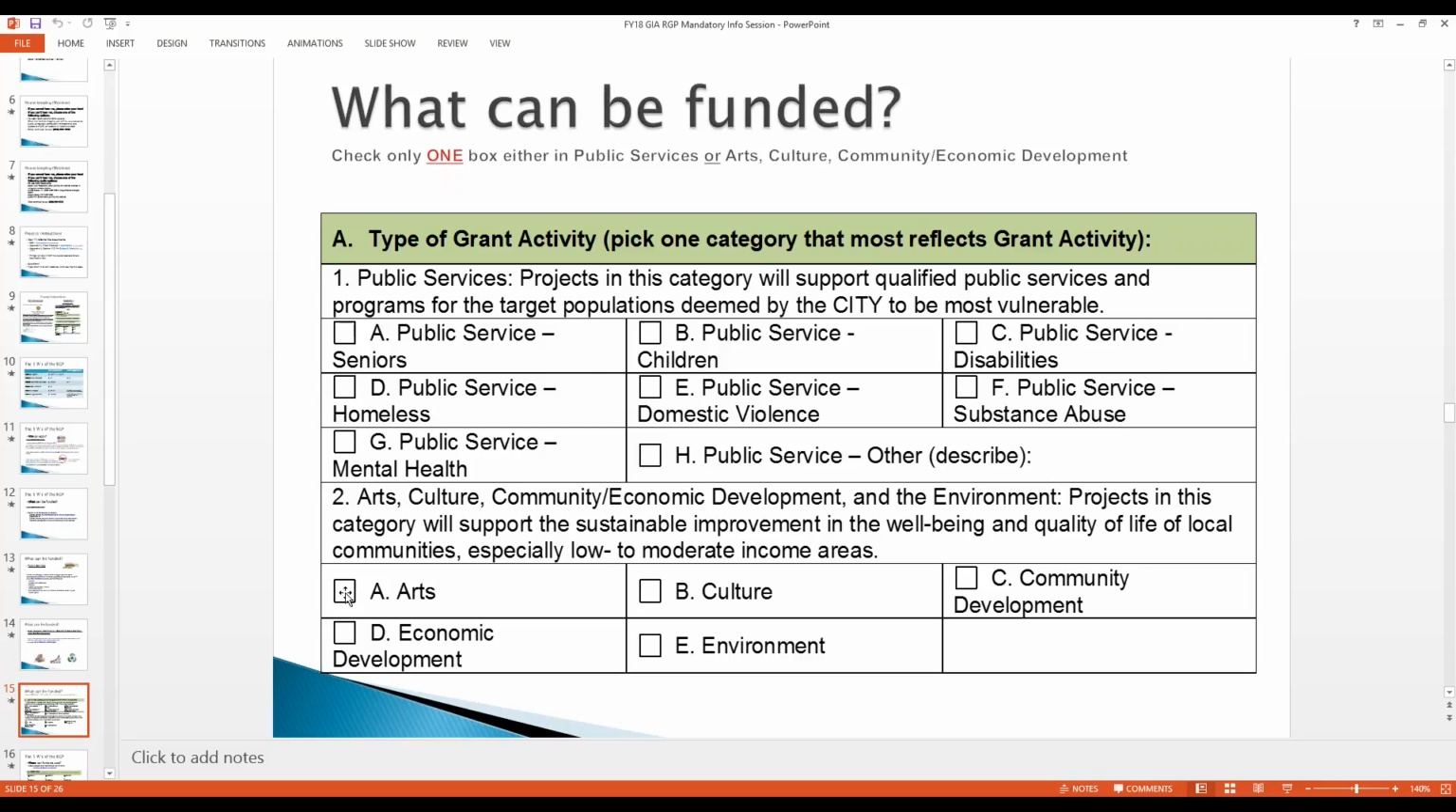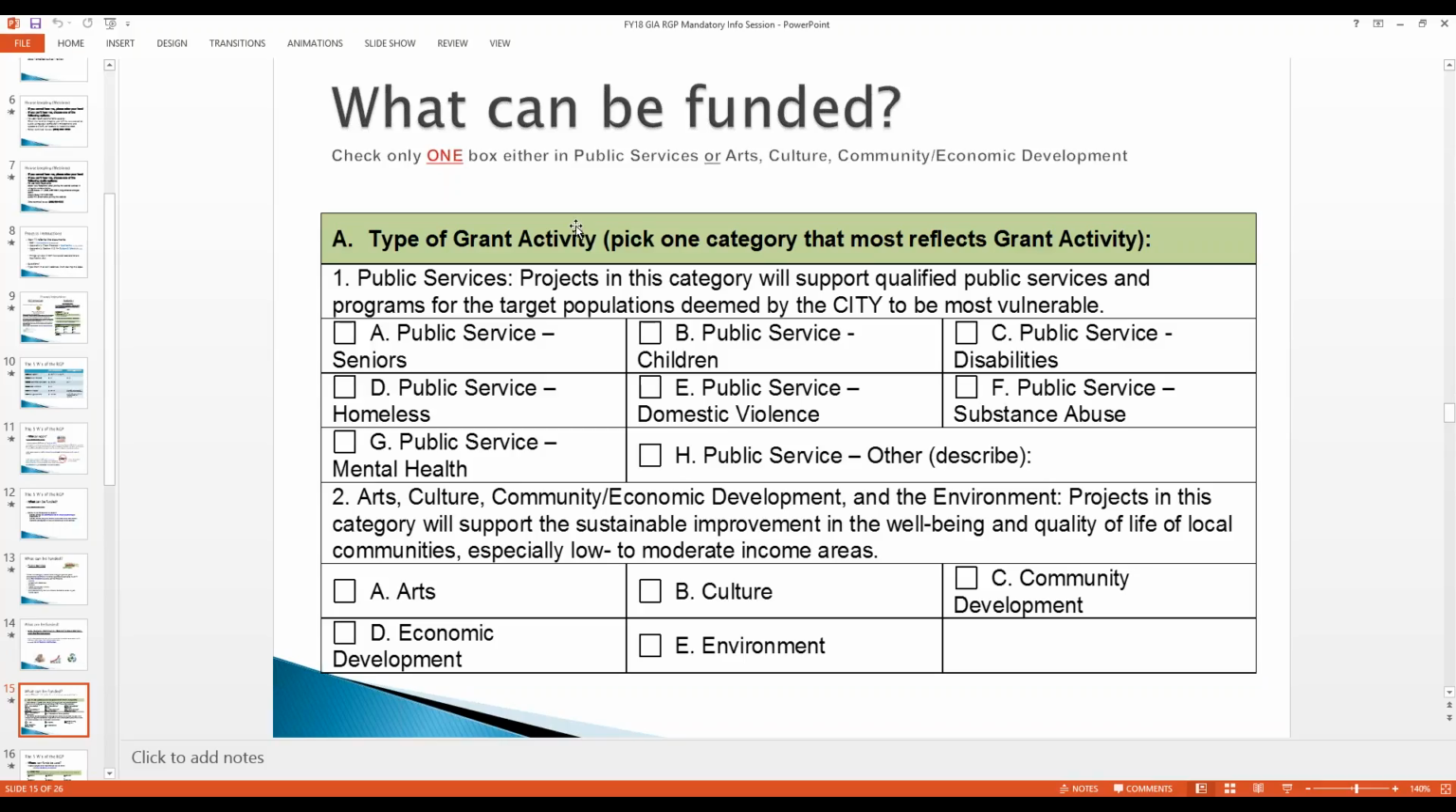You have to select only one category within the whole table. If you're doing culture, just pick only culture. If you're doing public service to homeless, then you select only section D, homeless. If more than one box is selected, then your application may be disqualified for not following instructions.